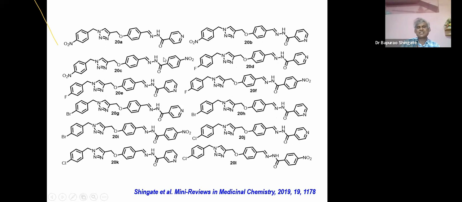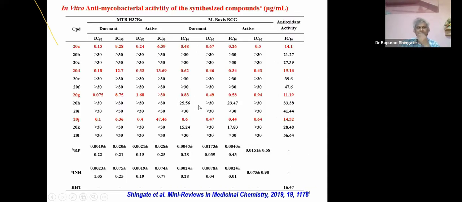And these are the structures of all those hydrazones, characterized very well and screened for their anti-tubercular activity. And see here, you can observe a better structure activity relationship over here. These red marked compounds are having INH, that is isonicotinic acid hydrazide.